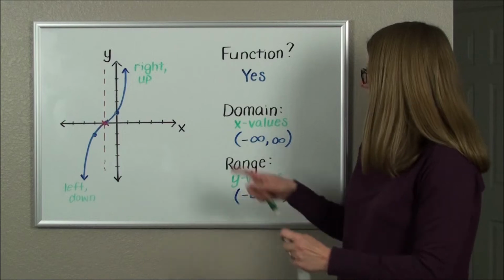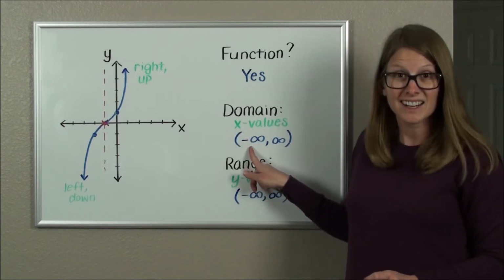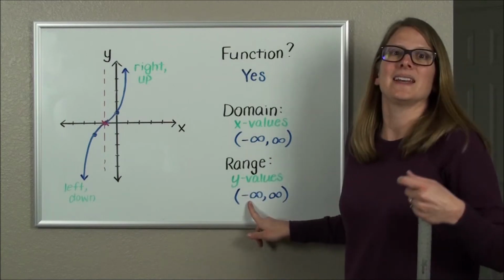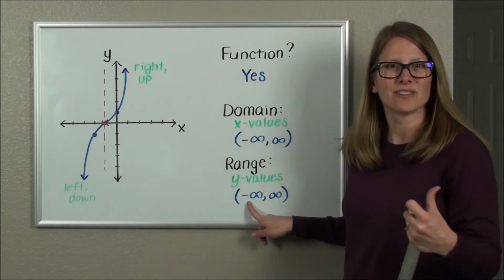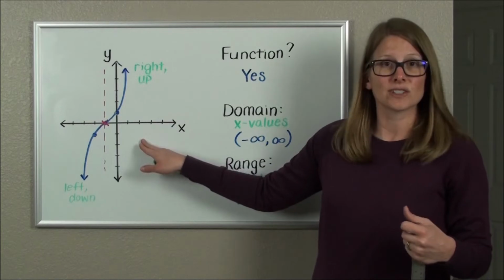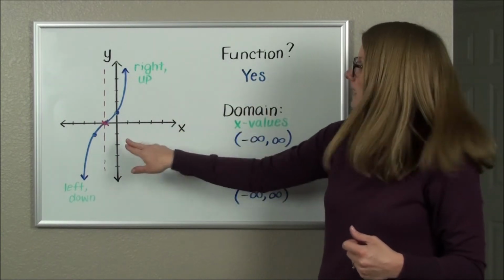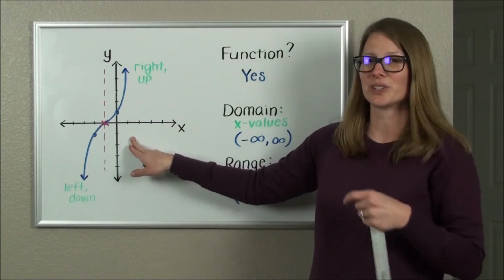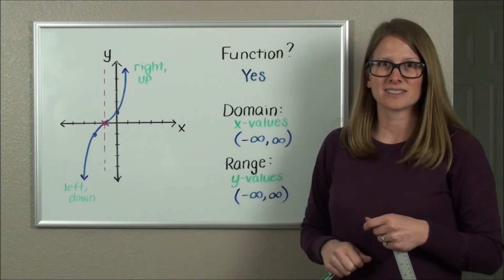This basically says that the x values can be anything, any number between -infinity and infinity, and the range can be anything, any number between -infinity and infinity. So this is an interesting function because every x value will show up sometime and every y value will show up at some point on this picture.